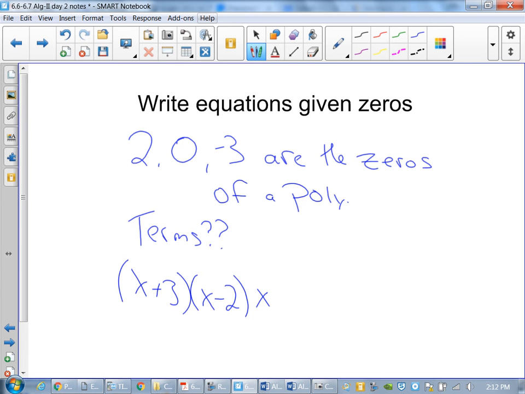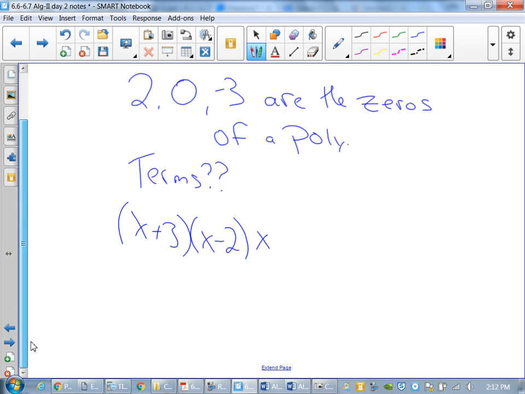So what happens here is that knowing what your terms are then allows you to write out what the polynomial is by foiling. Foil this out and multiply everything by x. You get x squared plus 3x minus 2x is plus x minus 6. Then you multiply everything again by x. So the polynomial that it gives us, zeros at 2, 0, and negative 3, would wind up being x cubed plus x squared minus 6x.